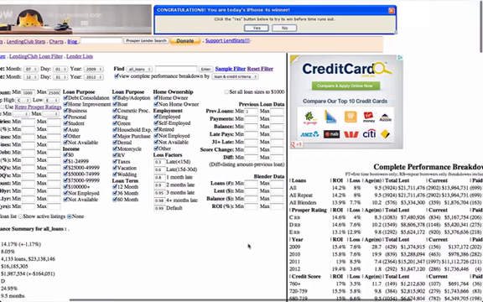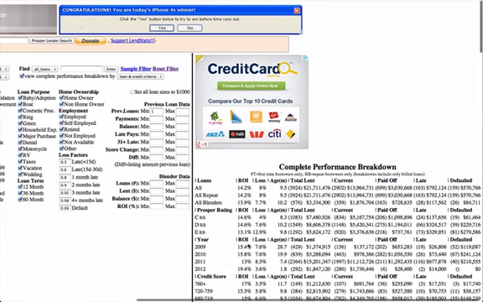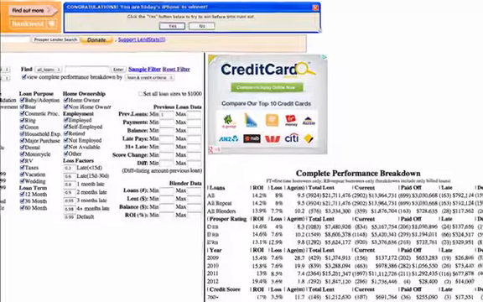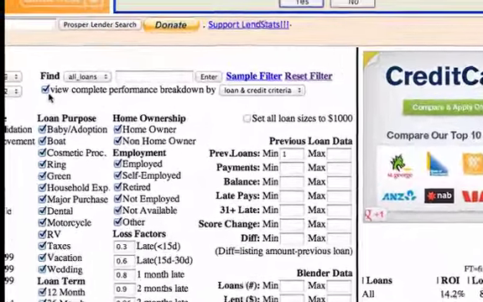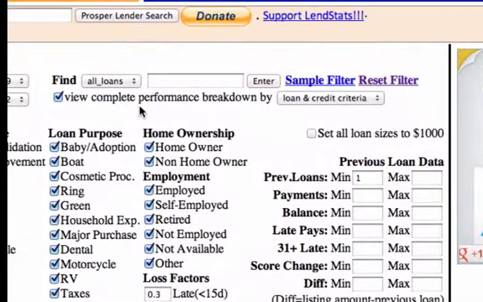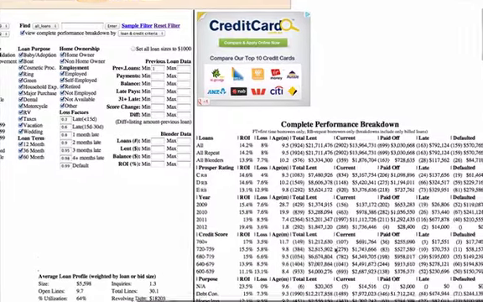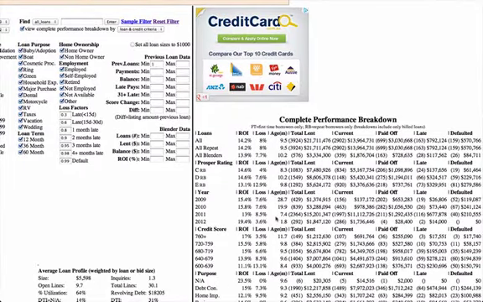But what we're going to do is go over here now, because stuck away on the right hand side of the screen is something that's very, very powerful. See this box is checked by default: you can view the complete performance breakdown. So this lets you look at all the different credit factors that are producing that return. And you can see that you can break it down.